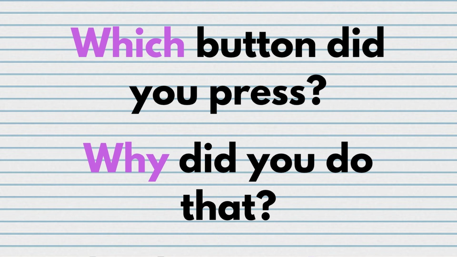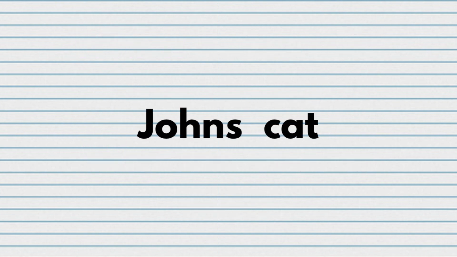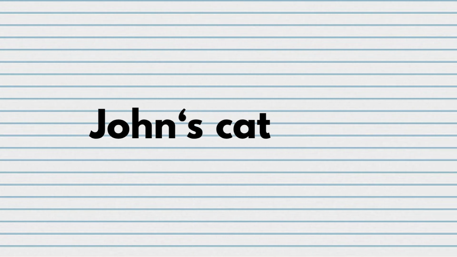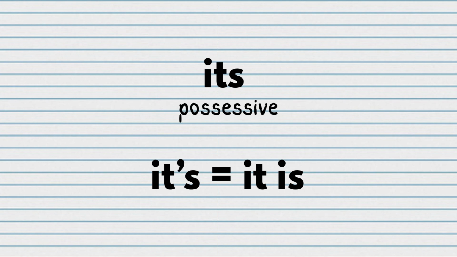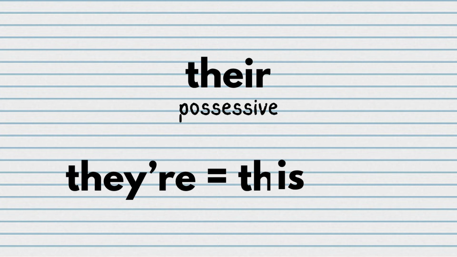Relative pronouns can also be used to ask questions, like which button did you press, or why did you do that? Another thing very important to know is possessiveness. For direct titles, use an apostrophe S, like John's cat. Also, know that its is possessive, and it's with the apostrophe just means it is. Their is possessive, but they're with an apostrophe means they are, the same way it's does.